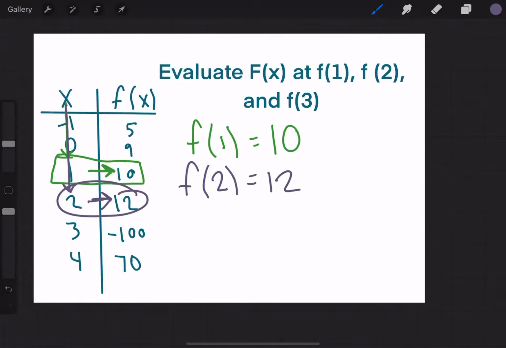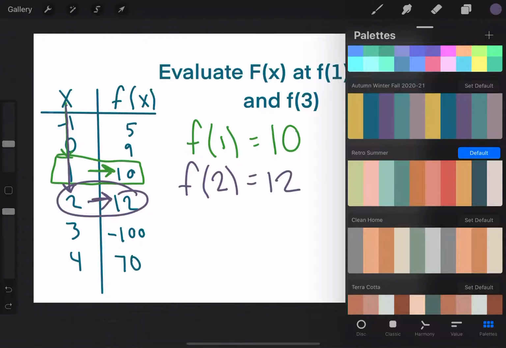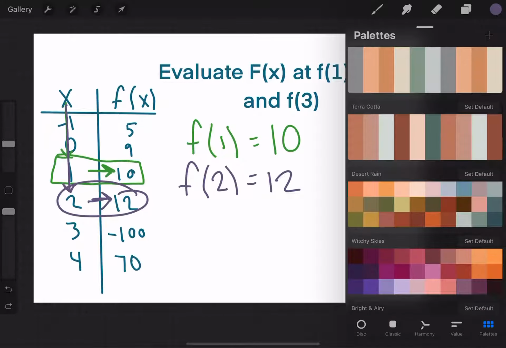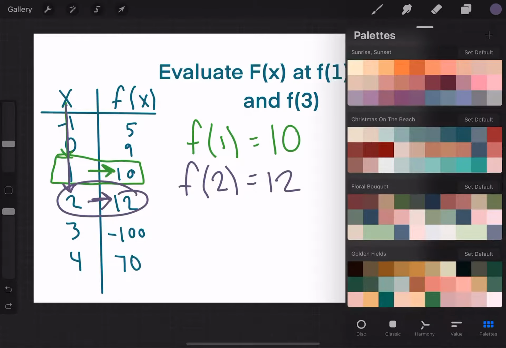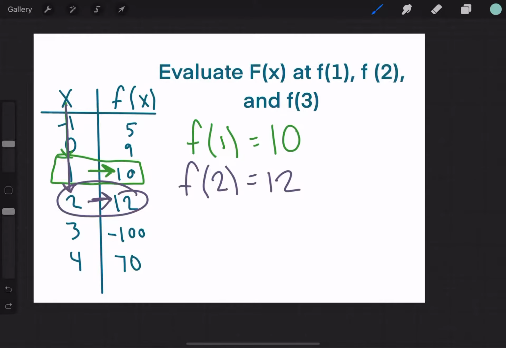12. And then lastly, I'm going to do f of 3, but I'm going to change my color again. Let's do light blue. I'm going to write down f of 3. Now I'm going to go down my x column till I find 3. Because that's the number we're looking for. That's what's inside the parentheses. Circle it and circle everything next to it.